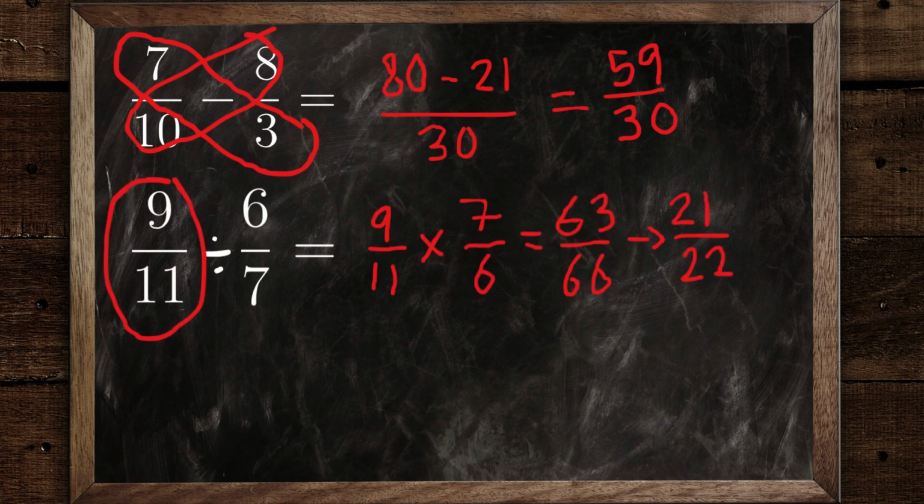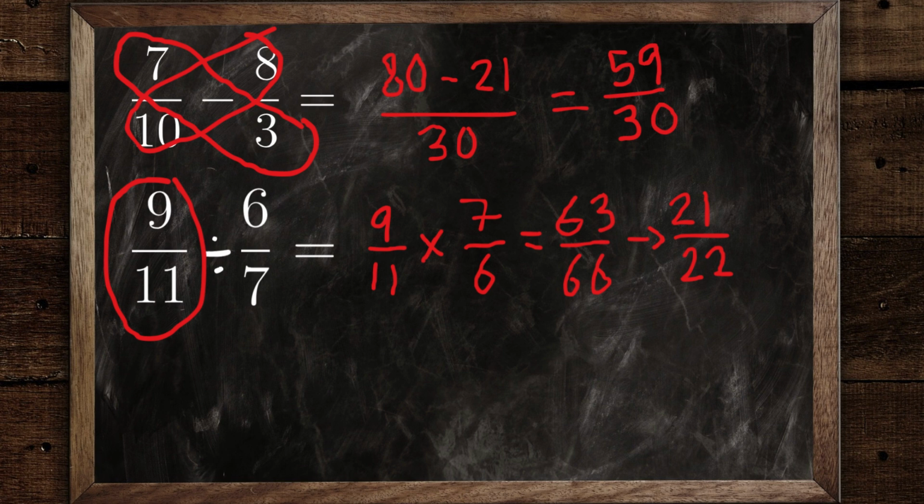Now for the second question, it says 9 over 11 divided by 6 over 7. Now remembering previously, you need to remember the key rule, which is keep, change, and flip. So the first step is keep the first fraction as it is. The second step is to change the divide sign to multiply. And the third step is to flip the final fraction. So 6 over 7 becomes 7 over 6. And then it's quite easy, you just multiply across. So 9 times 7 is 63, and 11 times 6 is 66.